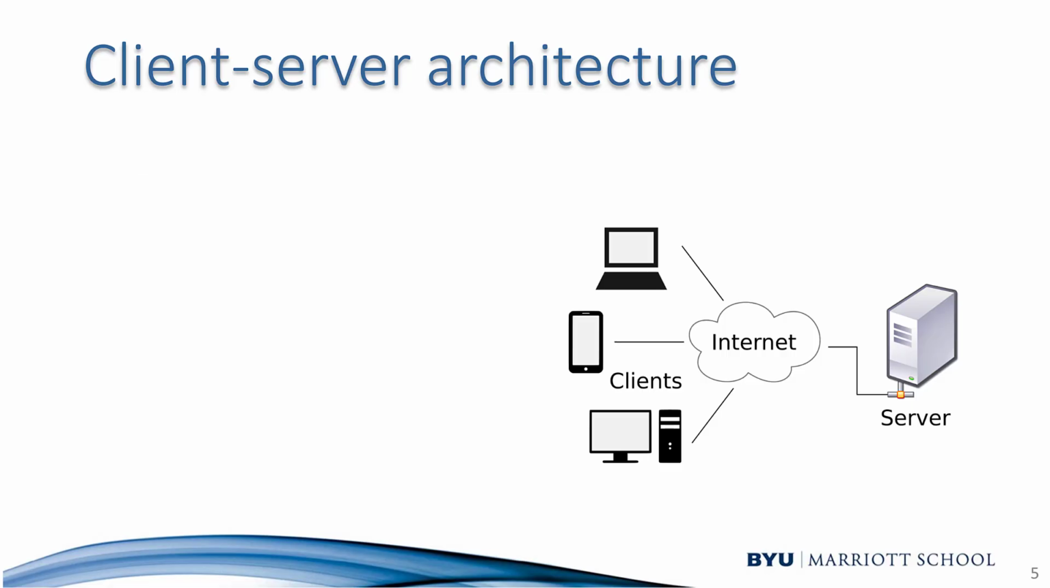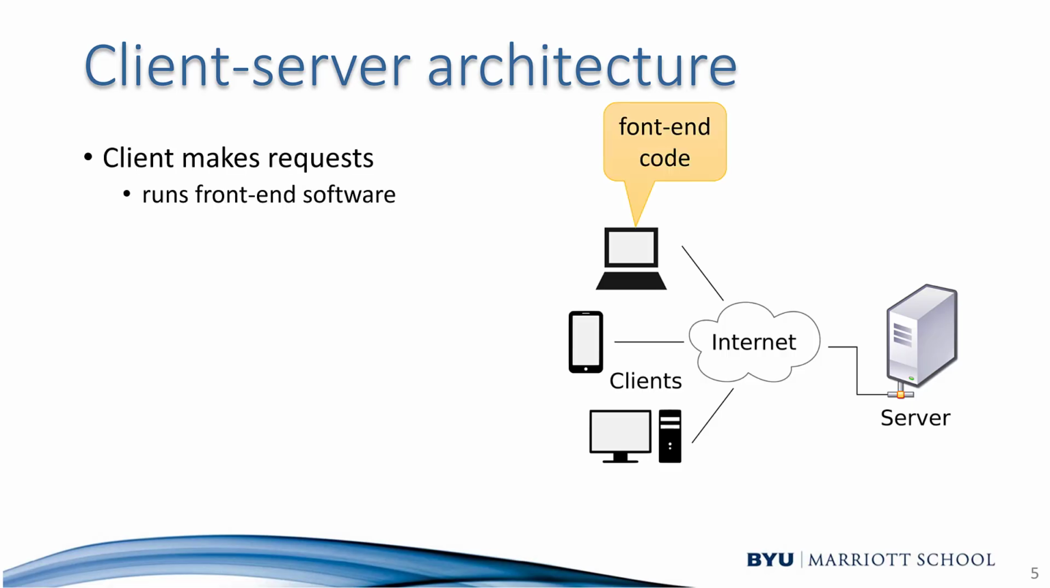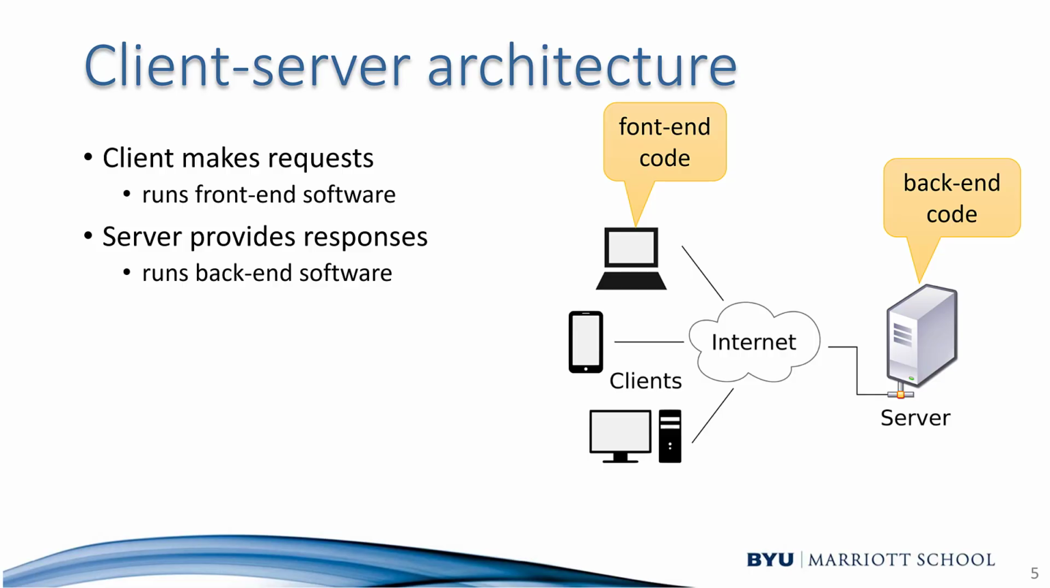And we might connect over the internet. So the client makes a request and runs the front end. Front end software is like the user interface. The server provides responses. That's the back end software. So it could be things like managing the database or doing some types of calculations. There are different types of servers out there.